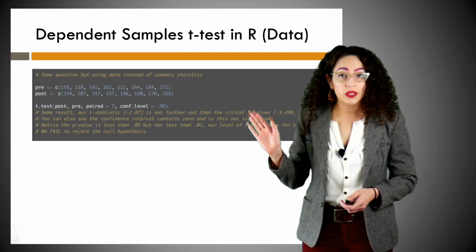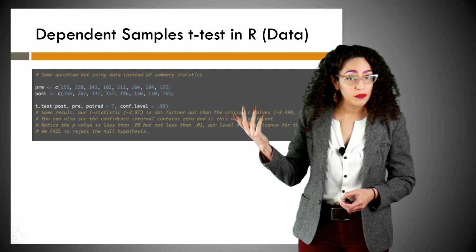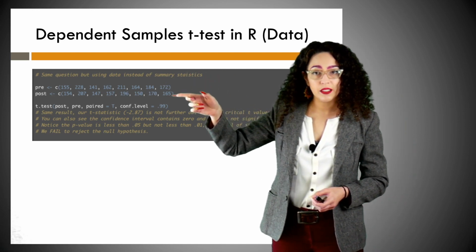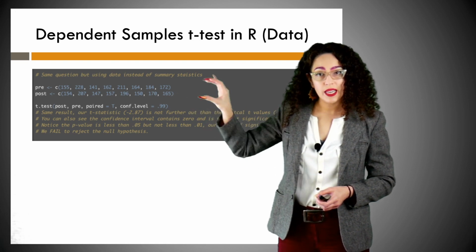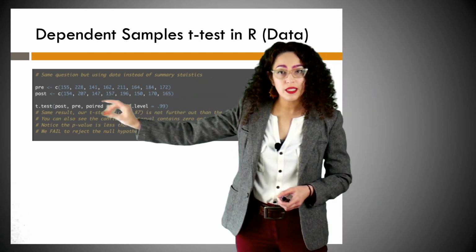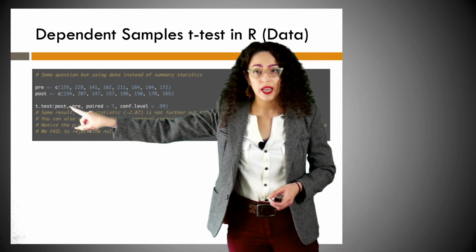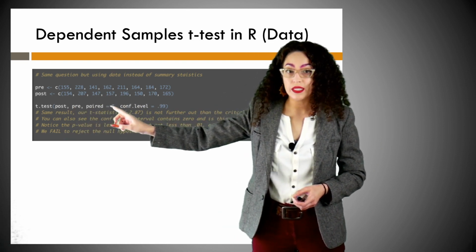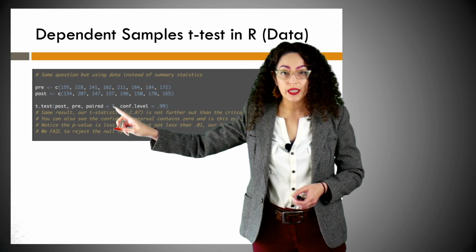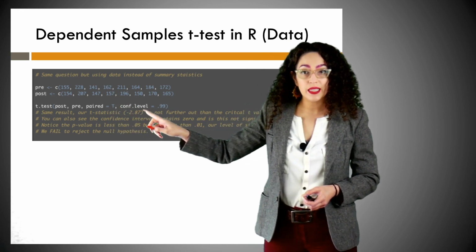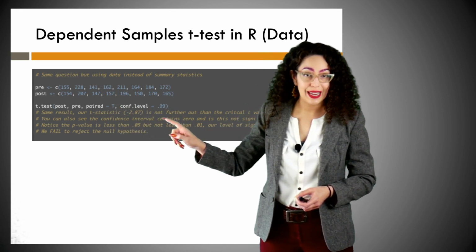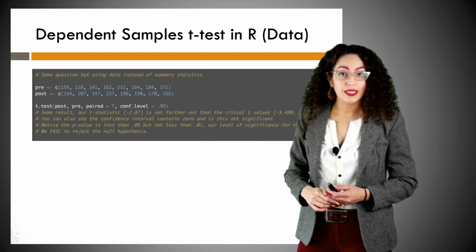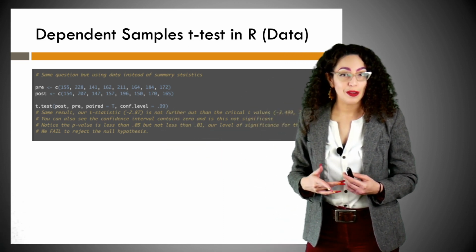So here is how we would do that same example in R, but using the data rather than the summary statistics. Here is the pre-diet data, and here is the post-diet data. We take both of those and we're going to put them into our t-test. We have our post and our pre-data here. We're going to tell R that it's a paired test by saying paired equals T, which means true. And we're going to tell it that the confidence level is 0.99 rather than the default, which is 0.95. If you run that, you get the same results that we had when we did it the long way.